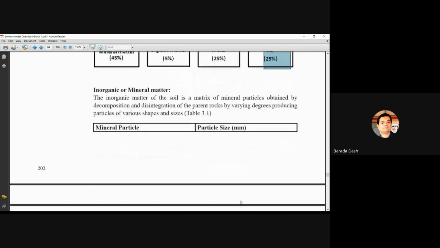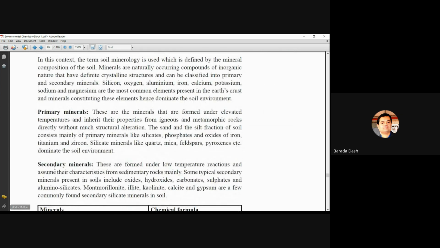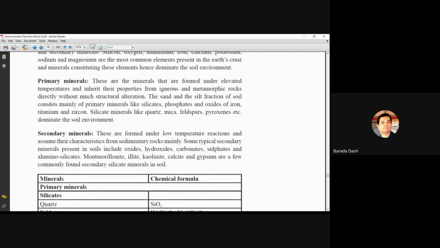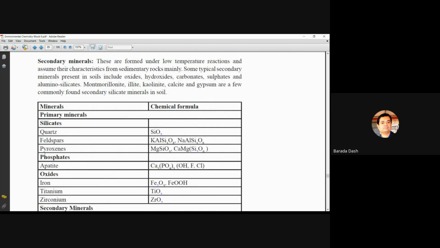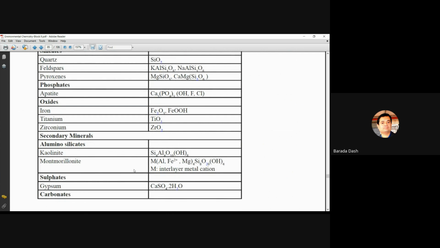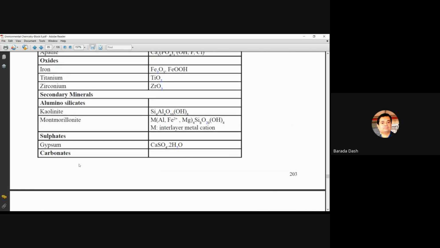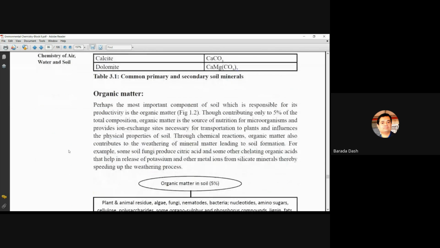Inorganic or mineral matter. What are the mineral inorganic components? Like clay, silt, sand, gravel. There are also primary minerals and secondary minerals. Primary minerals like silicate, quartz, feldspar, phosphates, apatite, oxides of iron, titanium, zirconium. Secondary minerals: aluminosilicates, kaolinite, montmorillonite, sulfates, gypsum, carbonates. So these are primary and secondary. Calcite, dolomite.